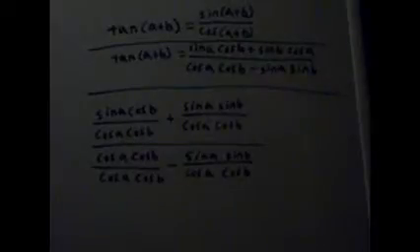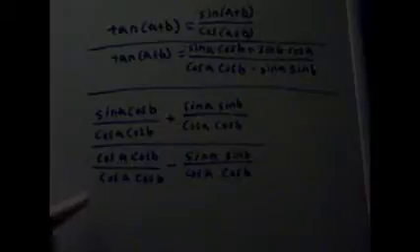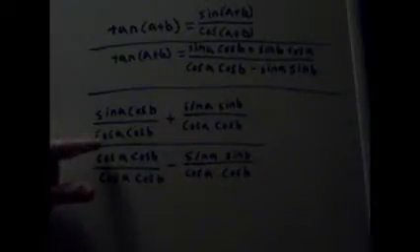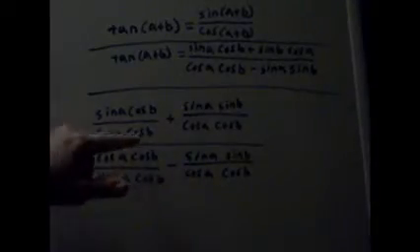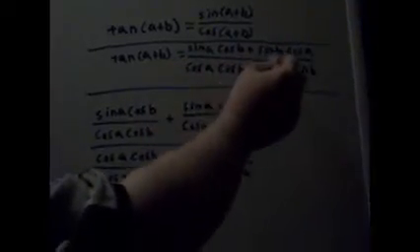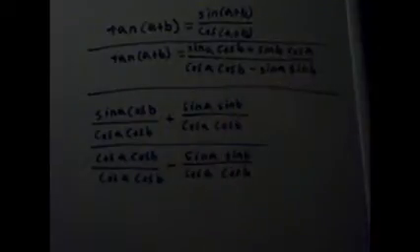Alright, well how are we going to solve this gobbledygook right over here? No problem. What we're going to do is divide every single one of these terms by cosine A, cosine B. Every term here is going to be divided. This is sine A cosine B. This is another term, sine B cosine A. This is another term, cosine A cosine B. And this is another term, sine A sine B.